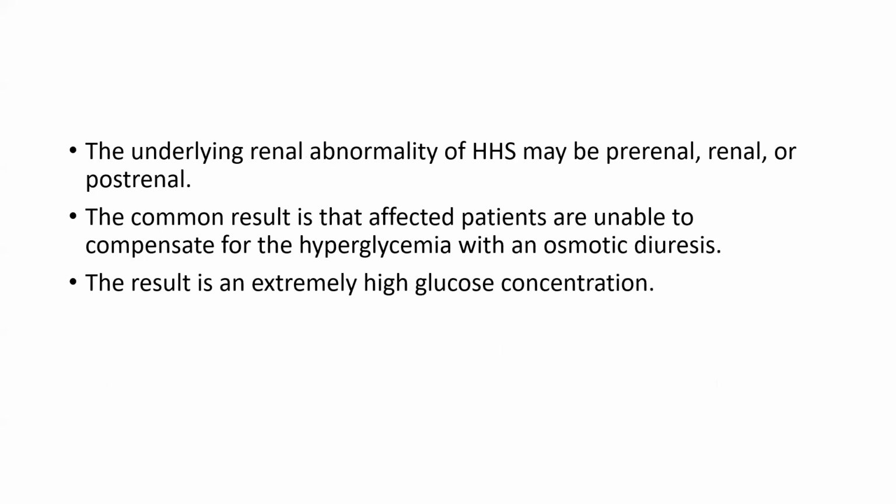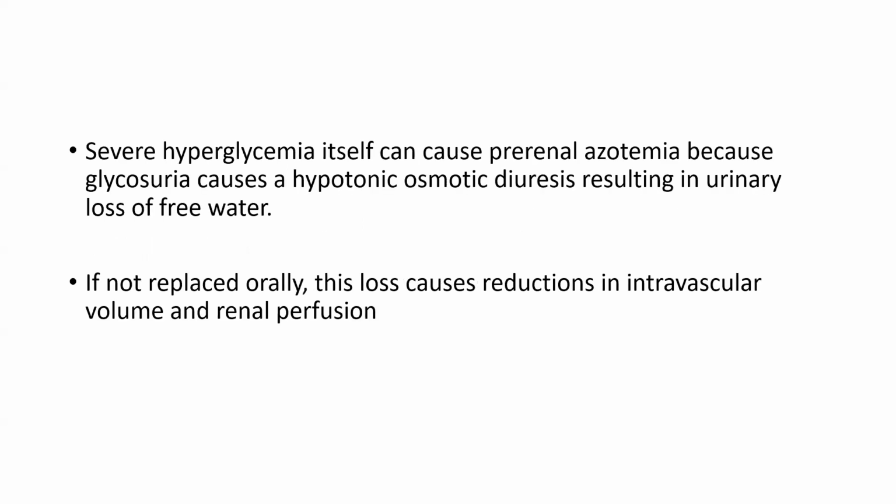The underlying renal abnormality of the HHS may be prerenal, renal, and postrenal. And the common result is that affected patients are unable to compensate for hyperglycemia with osmotic diuresis, and the result is extremely high glucose concentration. Severe hyperglycemia itself can produce prerenal azotemia because glycosuria increases hypotonic osmotic diuresis, resulting in urinary loss of free water. If not replaced orally, these losses cause reduction in the intravascular volume and renal perfusion.